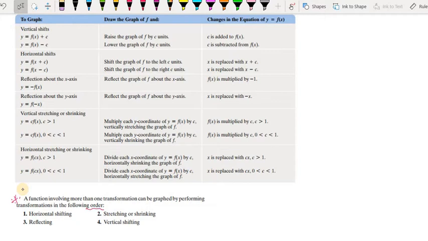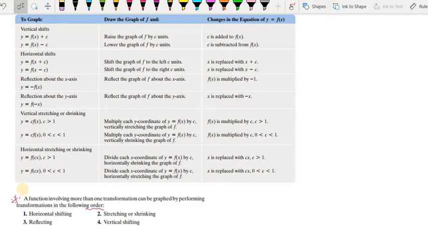First, horizontal shifting. You always start with horizontal shifting, and then you deal with stretching or shrinking, and then you do a reflection, and then you do vertical shifts. You must follow this, because when you're dealing with complicated questions, you won't get it right if you don't follow this order.